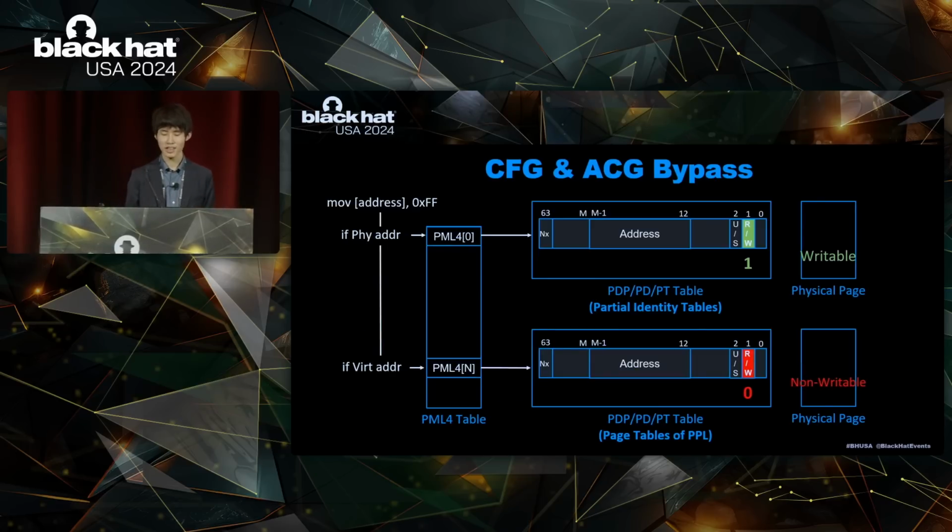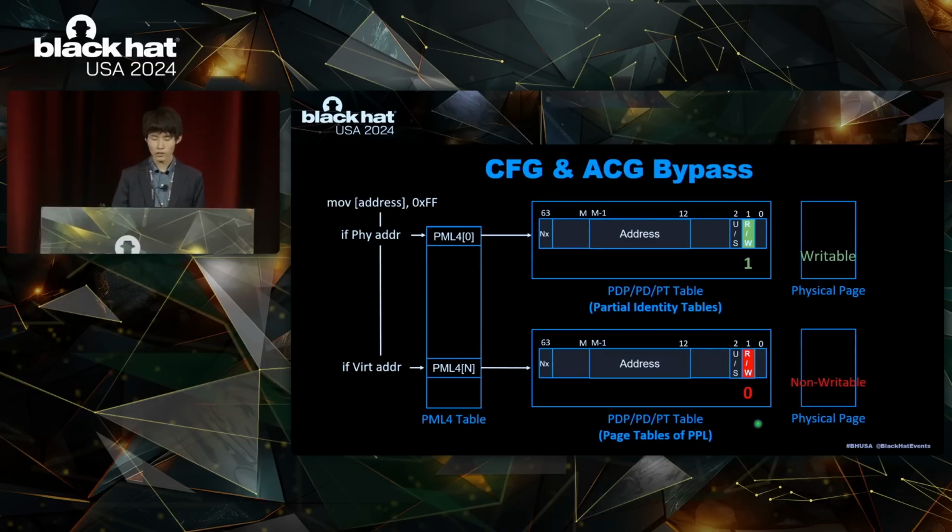Okay, this is getting complicated, so I'll explain the CFG bypass using partial identity mapping with this diagram. So to patch the functions in the NTDLL, when you write to the virtual address of this function, the original page table is referenced. And since the read-write bit is set to 0 here, you will get an access violation.